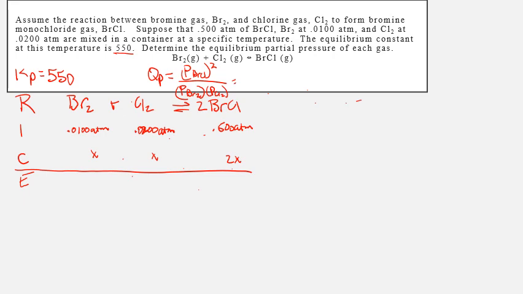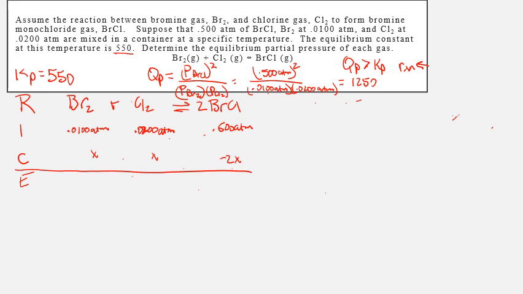If I plug those values in, I have 0.500 atm quantity squared divided by 0.0100 atm and 0.0200 atm. If I multiply all of that out and divide it, I end up with a value of 1250. So in this case, my Qp is greater than my Kp, so that tells me that I have too much product and not enough reactant. So I know my reaction as a result is going to shift towards the left.